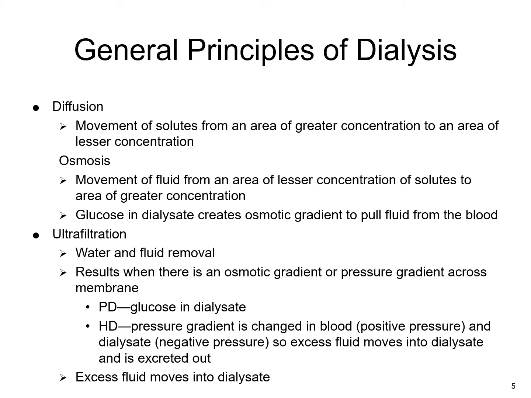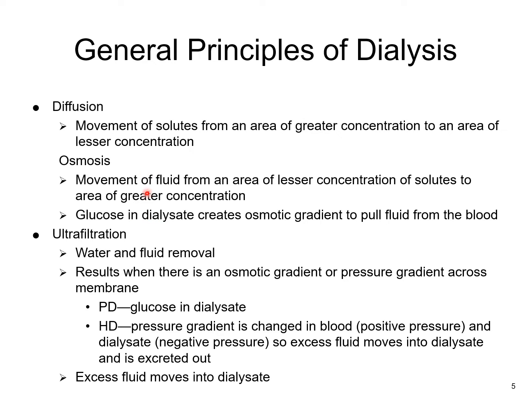So that would be the too many solutes that we don't want, like the potassium and the sodium, those types of things. There's too much of that stuff, so it's moving over to the area of lesser concentration. And then we're also dealing with osmosis, right?